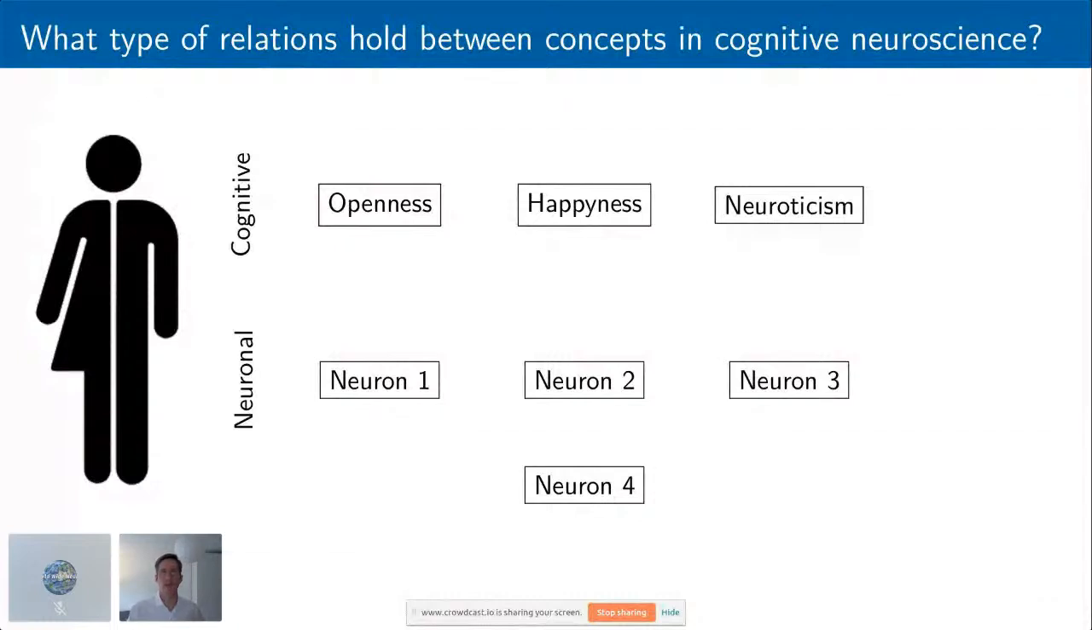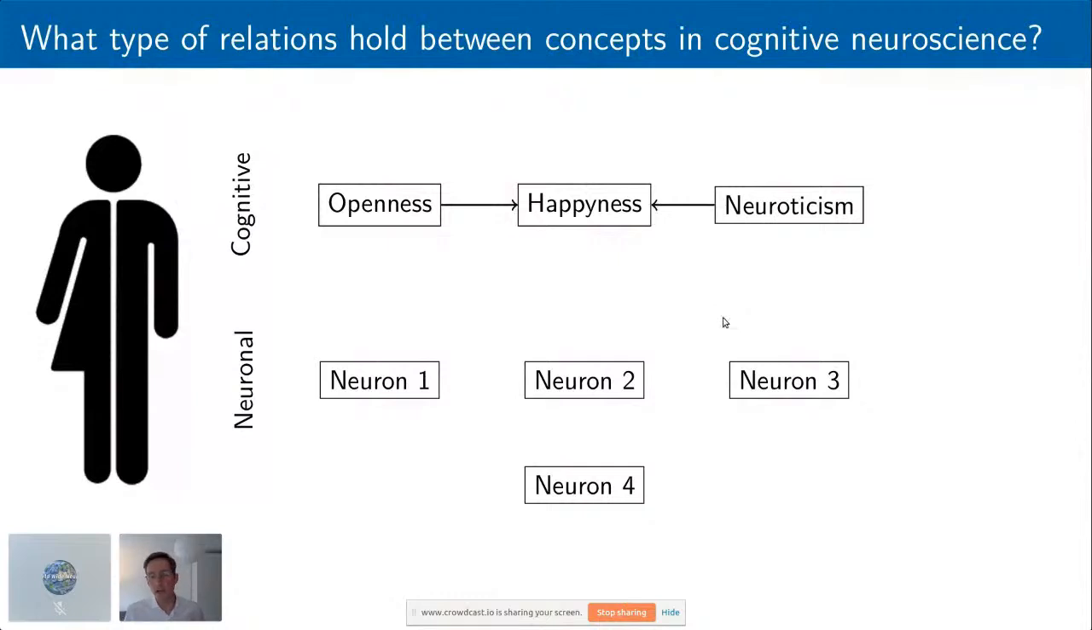And now I think we should ask ourselves the question, what sort of relations hold between the concepts on each of these levels? If you think about how we talk about such concepts, for instance, on the cognitive level, then we say things like, well, the openness to new experiences makes you more happy. Or if you're a very neurotic person, that makes it a bit more difficult for you to be happy. And in this language, openness makes you happy, that's causal terminology. So we think that openness might be a cause of happiness, and I'm going to denote that by these directed arrows here.